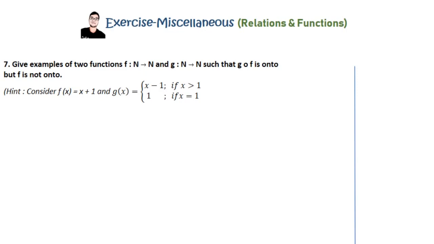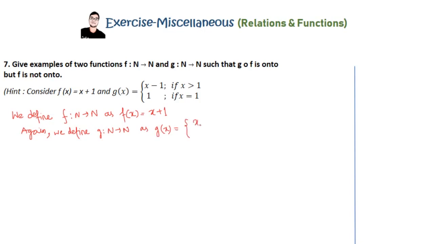Now for the solution, we define what is not given, because clearly it is in the hint. We define f from N to N as f of x equal to x plus 1. Again, we are going by the hint. We define g from N to N as g of x equal to x minus 1 if x is greater than 1, and 1 if x is equal to 1. So these are the definitions.